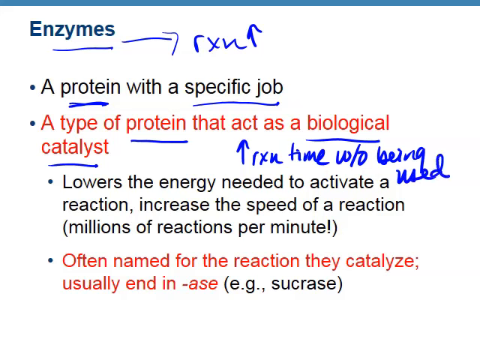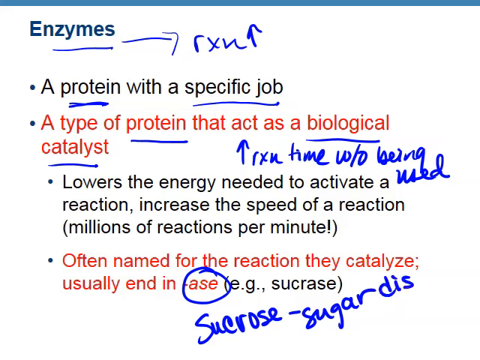What's important about that is that if you have an enzyme, it can do the same job over and over again. It doesn't get used up in the reaction. They're usually named after the reaction that they catalyze. So in terms of the example here, it says sucrase. Sucrose is a sugar, right? It ends in OSE. It's a disaccharide. And the enzyme that breaks sucrose up into its original components, which are glucose and fructose, is called sucrase.